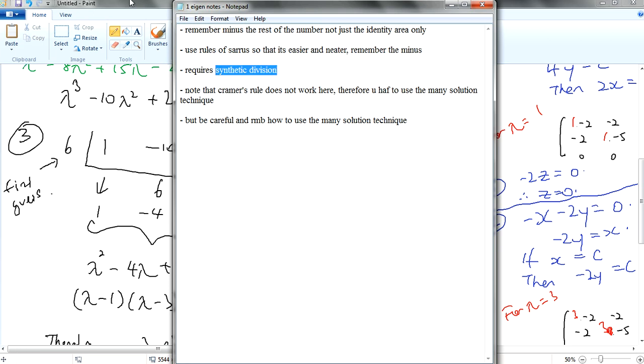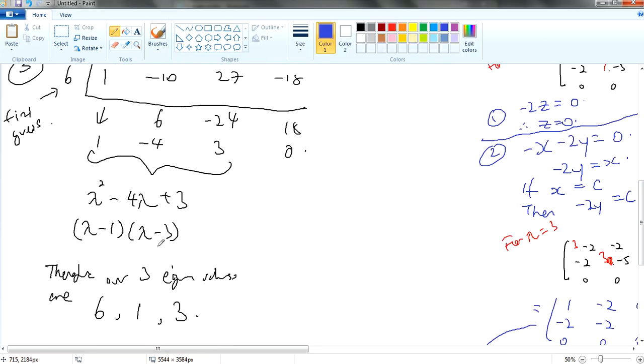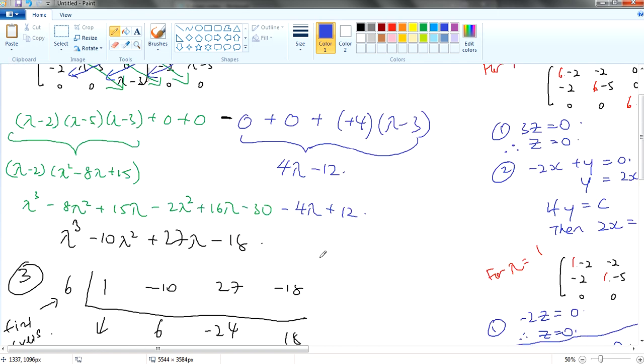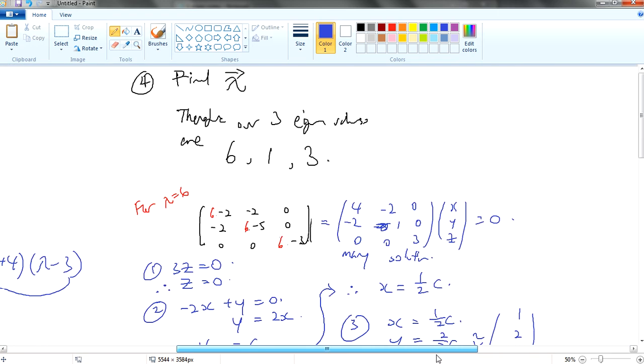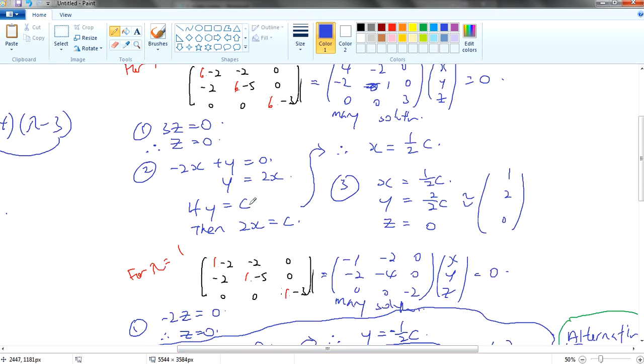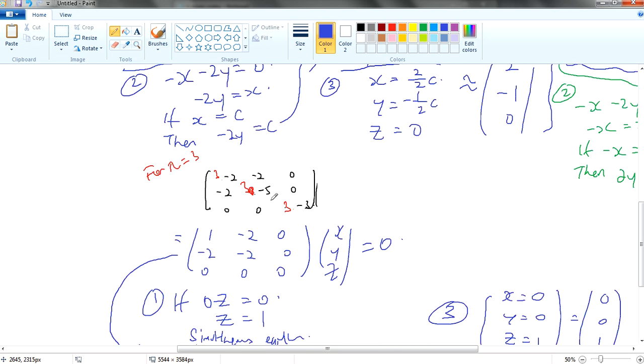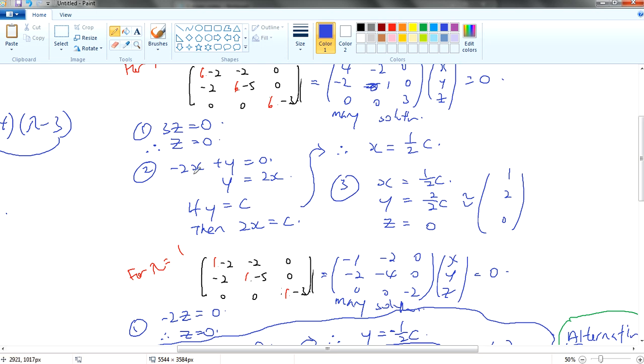After you use the rule of Sarrus to come out with this equation, you use your synthetic division to come out with your three eigenvalues. Then once you get your three eigenvalues, you can start to solve your eigenvectors. And remember with the eigenvectors, if there are many solutions, make sure to be careful of the y equals to c thing. Make sure you sub the constants, and this is the only thing I need to convey.